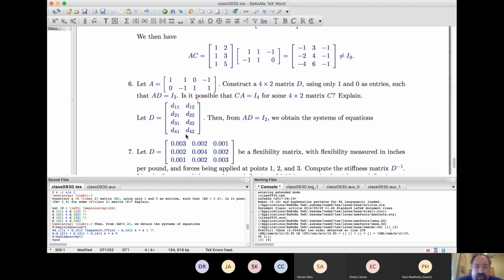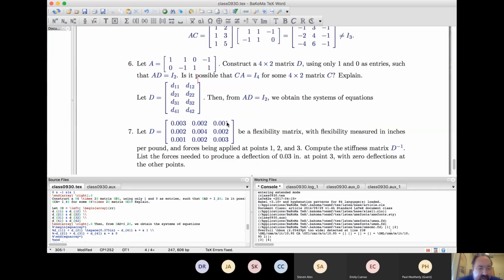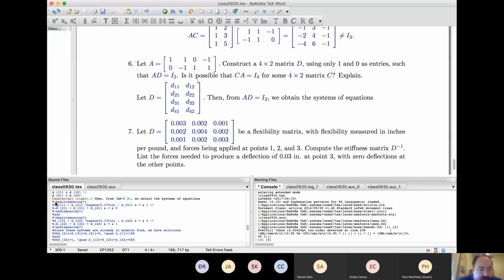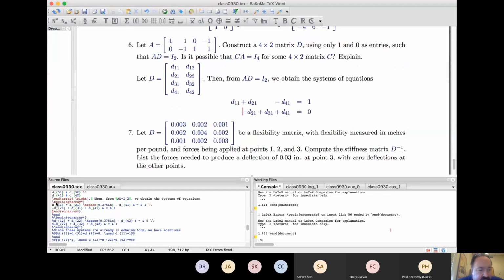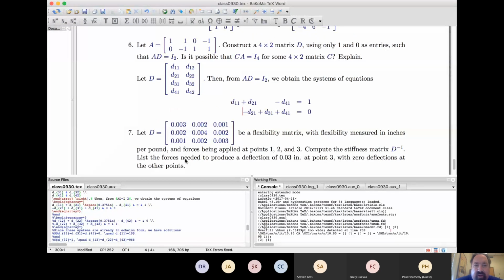So here's a general D, and then you get a system of equations like before. If I write out the product A times D, then the first column has to satisfy these equations to get the first column of the identity.